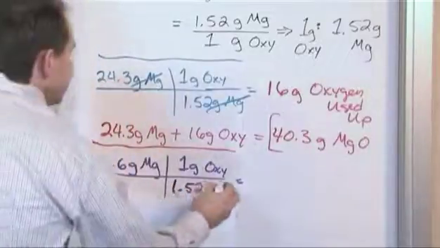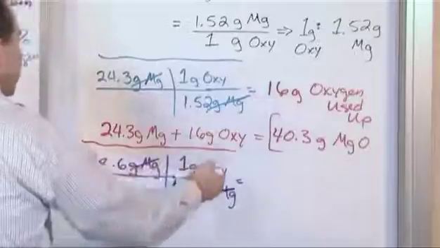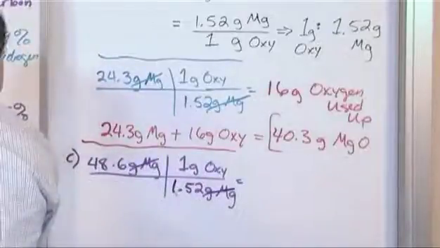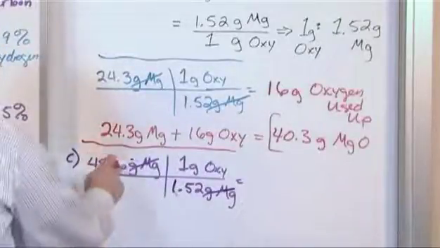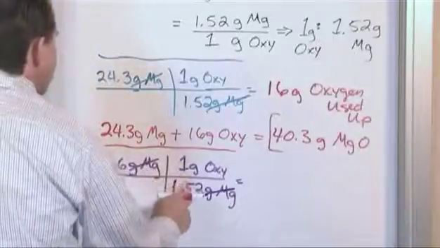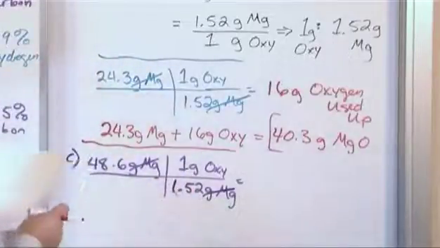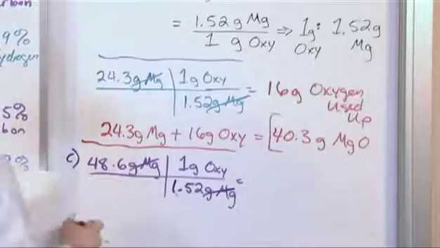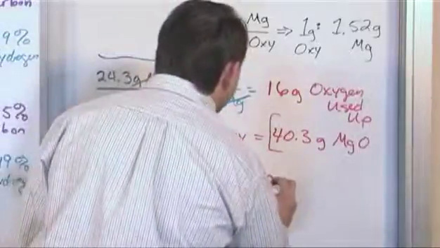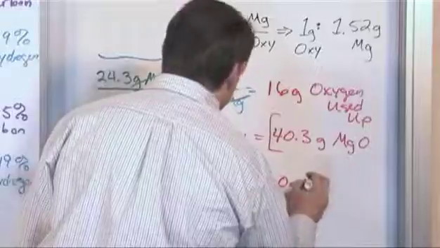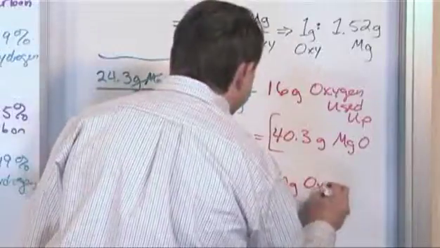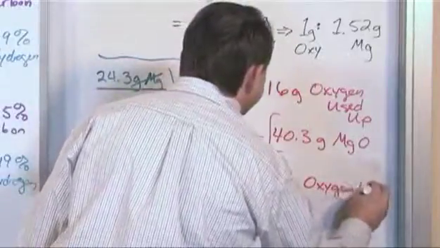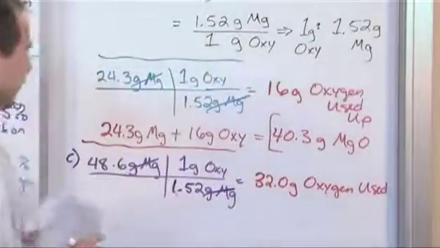So this unit cancels with this unit. The unit we're left with is how much oxygen we're actually going to use. So if we take 48.6, multiply it by 1, divide by 1.52, the answer we're going to get is 32.0 grams of oxygen used. Now think about this for a second.